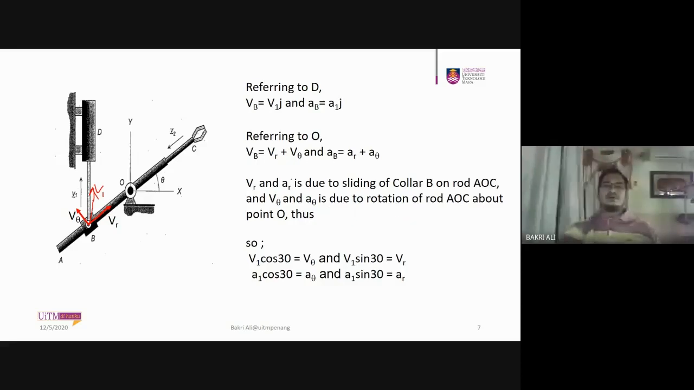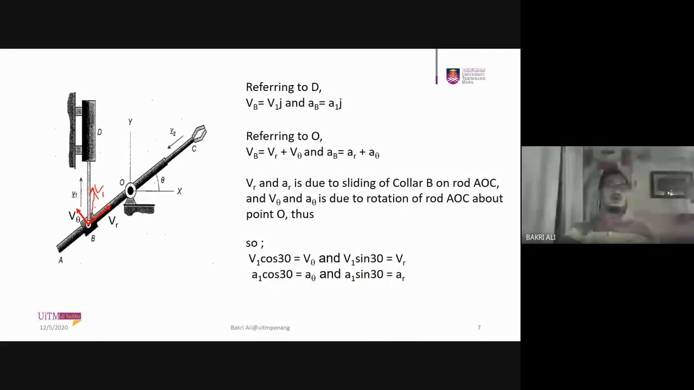Then we can relate this V theta and A theta to VB equal to V1 J and AB equal to A1 J. In that case, you need to know trigonometry. You need to be expert in trigonometry so that you can resolve the components in the easiest way.